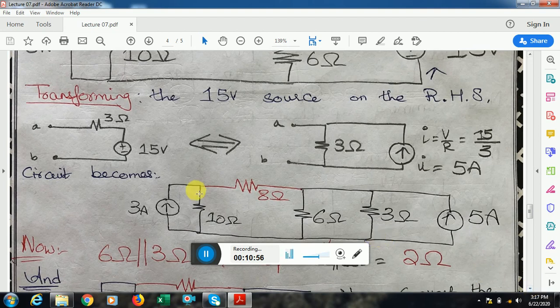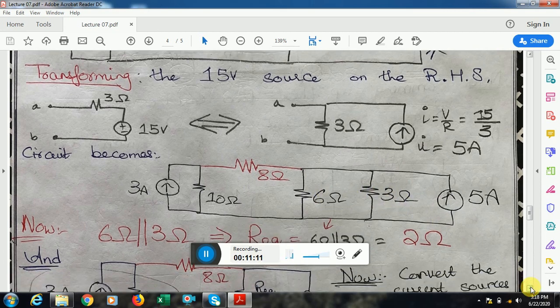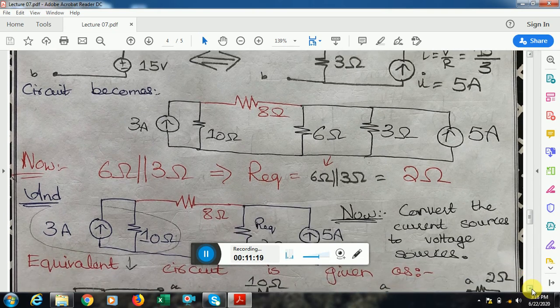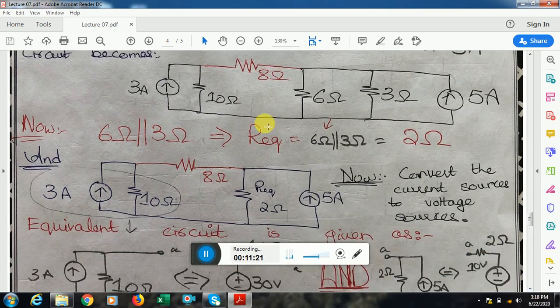Now the circuit becomes this. The 8 ohm is the resistance across which I have to find the current and power absorbed, and this is the resultant circuit that has been replaced. Now I can easily take the parallel of these two resistances so that I can simplify the circuit. The R equivalent of 6 ohm in parallel to 3 ohm yields 2 ohm. Now I replace the 6 and 3 by 2 ohm in the original circuit, and the remaining circuit is the same.